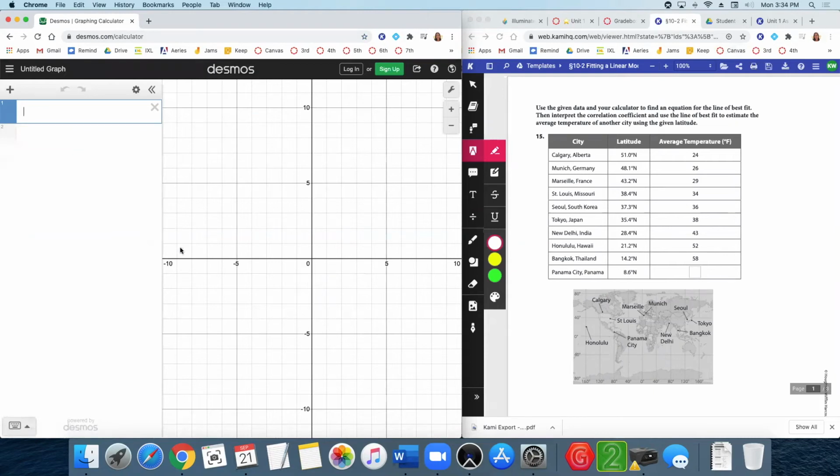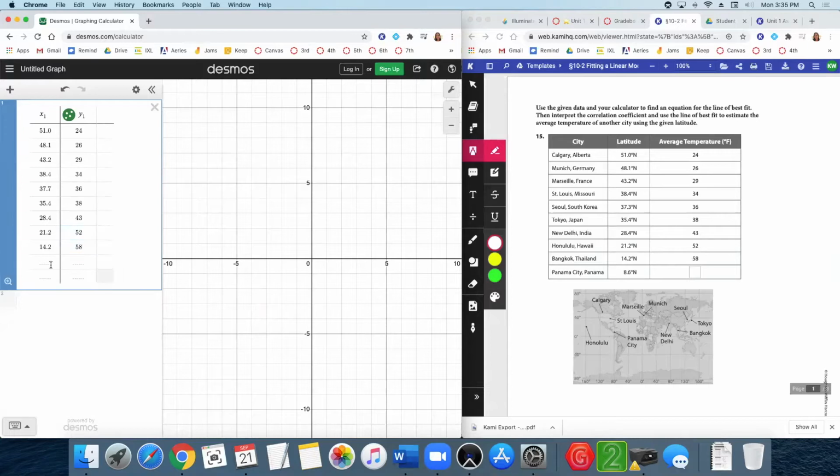As we go through these steps, I encourage you to try them with me, and feel free to pause the video after each step to make sure that you can also complete them as well. Our first thing we're going to do is click on the plus and add a table. We're going to type all of our data into the table so that Desmos will graph it for us. Okay, so I have left off the last value because 8.6 we're actually going to use for a prediction.